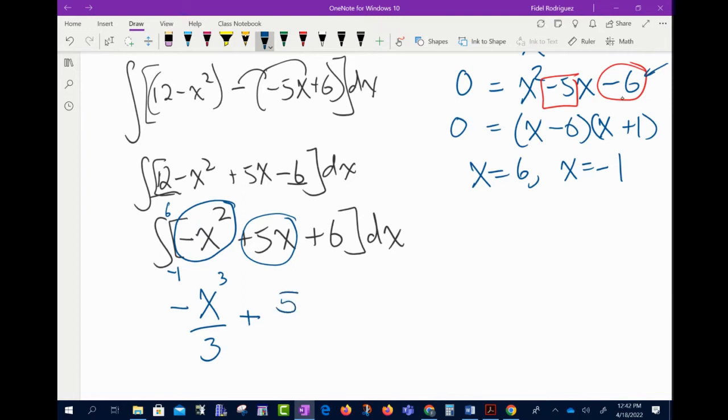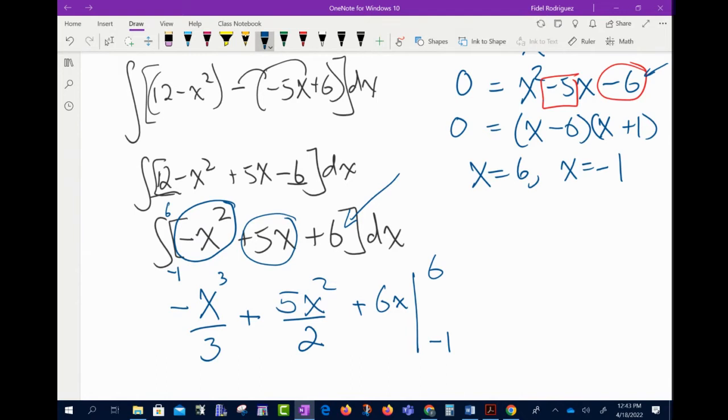I'll give you a hint. It's going to be a 5 there. 5x squared all over 2. Very good. Okay, what about the derivative of a 6? Or antiderivative. Very good. 6x. Excellent. Okay, y'all. So remember, we're evaluating this now from 6 to negative 1, right? Because it's a definite integral, right?